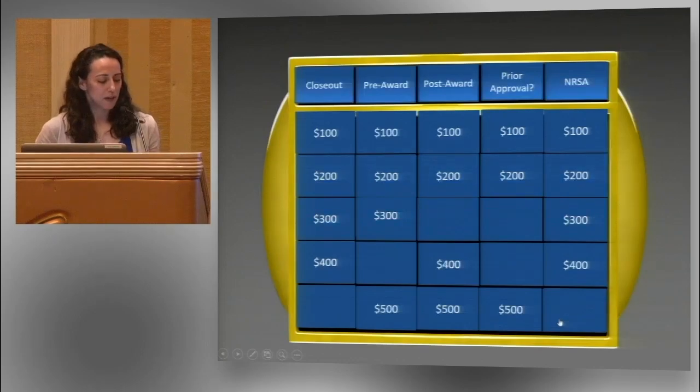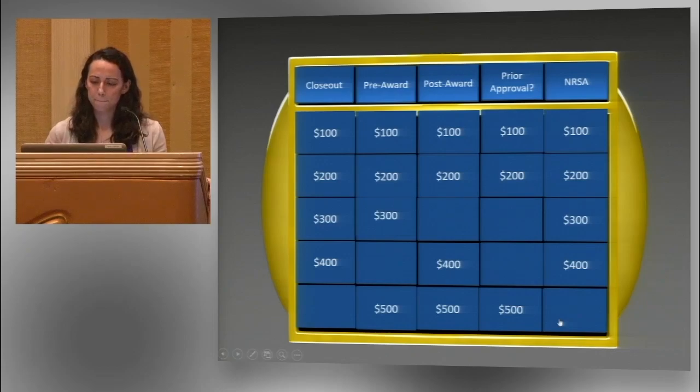All right, so we can do a couple more if you want to pick another category. Sure, we're going to go for prior approval for 500.